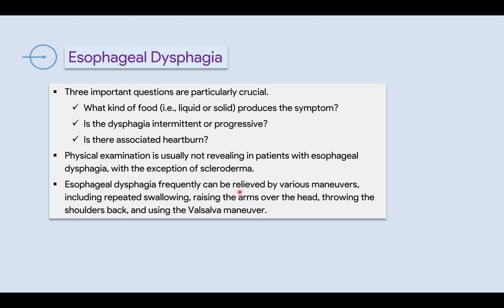Esophageal dysphagia can frequently be relieved by various maneuvers. The patient who suffers from esophageal dysphagia will have a choking sensation in the chest or epigastric region, and will feel that the food is getting obstructed. By doing some maneuvers, they can relax the esophagus and the food can pass into the stomach. What are these maneuvers? One is repeated swallowing. Once the food bolus is impacted, they try repeated swallowing, which may open the esophagus so the food passes through, or they may raise their arms over the head. These are habits of the esophageal dysphagia patient because of the choking sensation. They raise their arms or throw their shoulders back, which causes relaxation of the esophageal muscle and pushes the food bolus into the stomach.